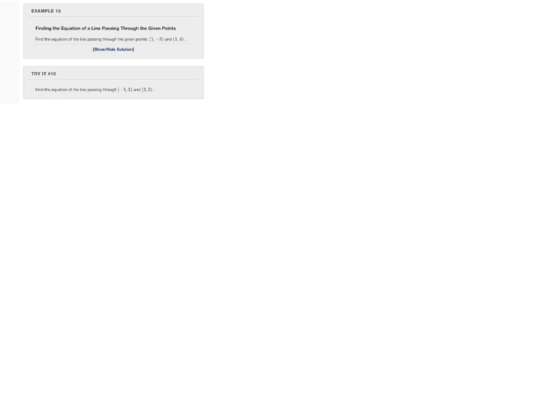Okay, so example 13. This is the first example that goes with this information. It says, find the equation of a line passing through the given points. Your 2 points here are 1, -3 and 1, 4. 1, -3, 1, 4.